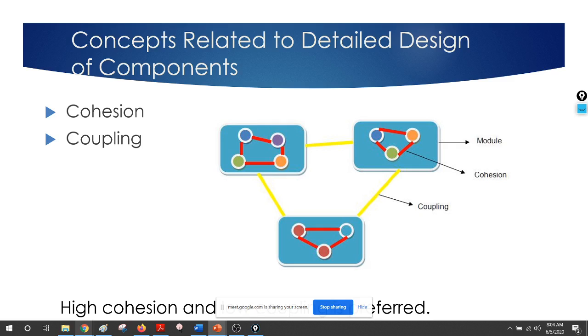So that means if there are really related functionalities in one module, that means it's highly cohesive, right? So that is what we need. We need a highly cohesive modular structure. Only related things must be there, right? Then coupling. So coupling is a bad thing. Coupling means how often one module is communicating with another module, right? So we want to minimize that.